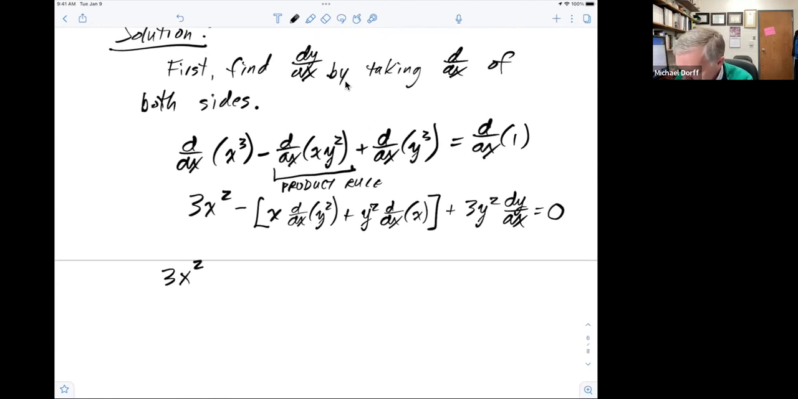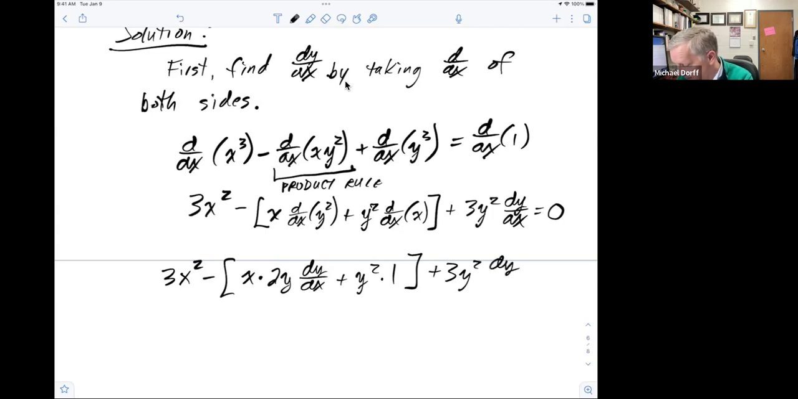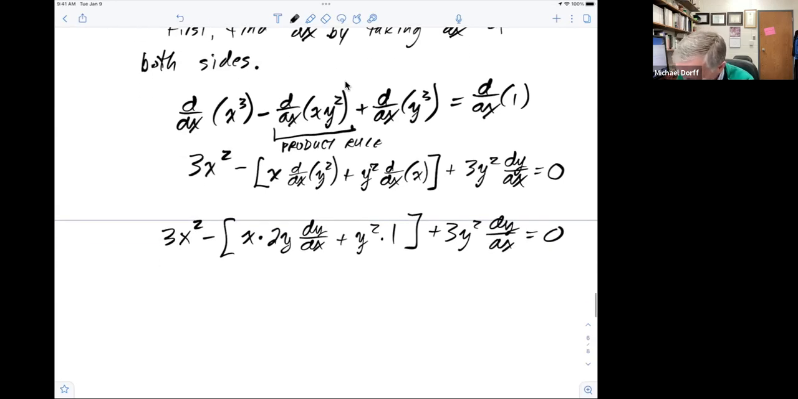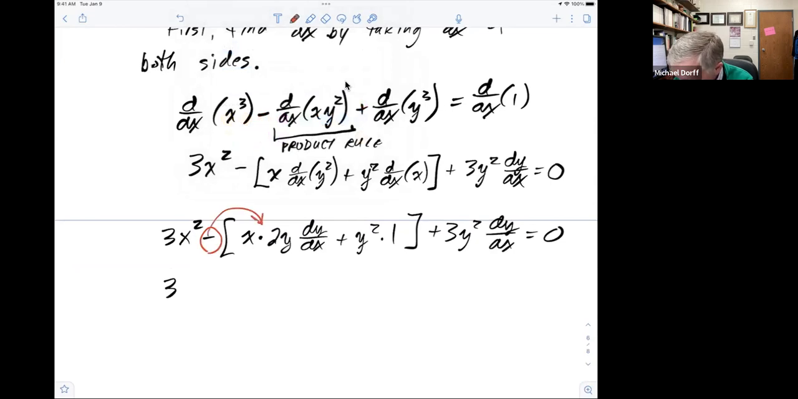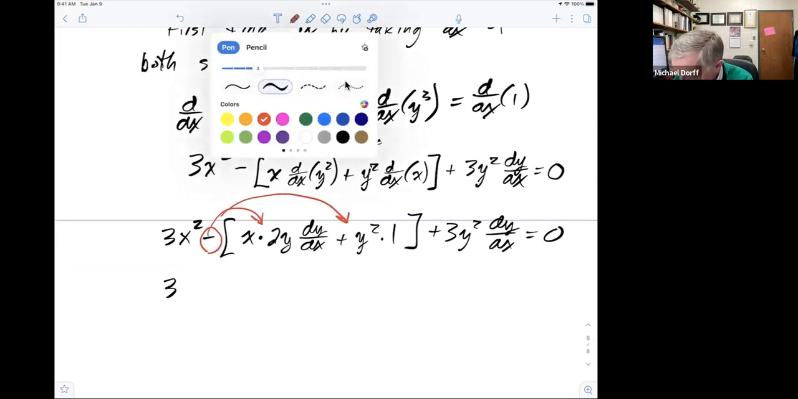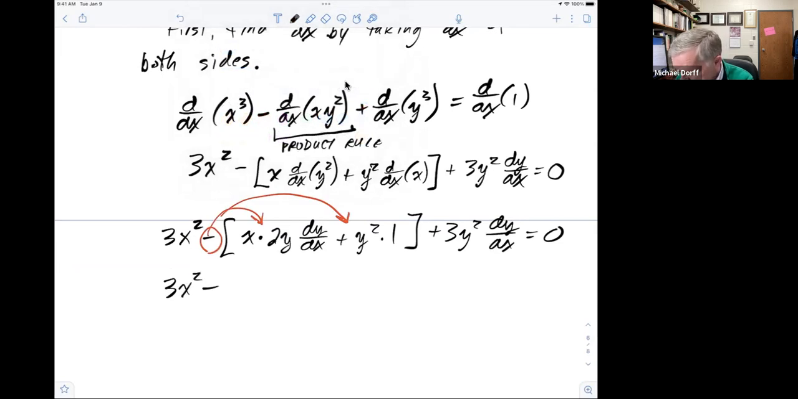Okay, so then we have 3x squared minus, and then I have x times derivative of y squared. It's going to be 2y dy dx plus y squared. And then I do ddx of x, which is just going to be 1, and 3x squared dy dx equaling 0. And now I'll make sure I distribute this negative sign here to both terms inside the square brackets so that I have 3x squared minus 2xy dy dx, and then I'm going to have minus y squared, and I'm going to have plus 3y squared dy dx.